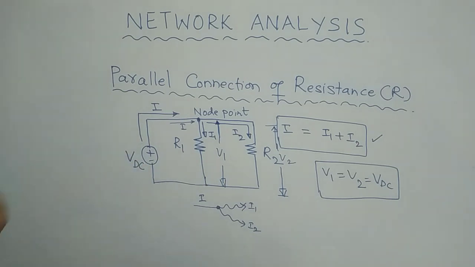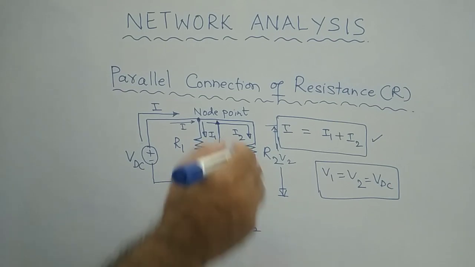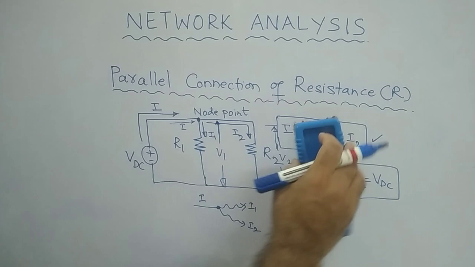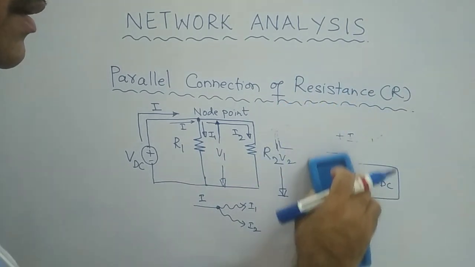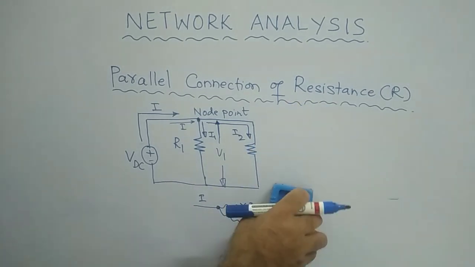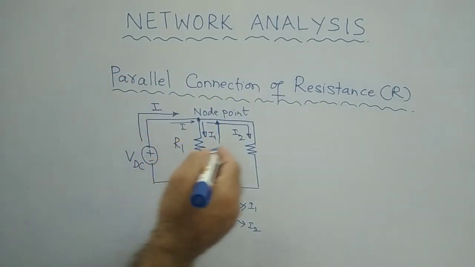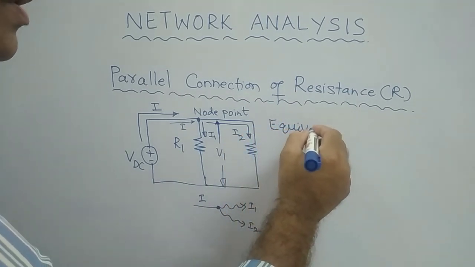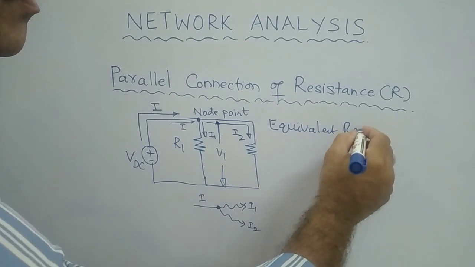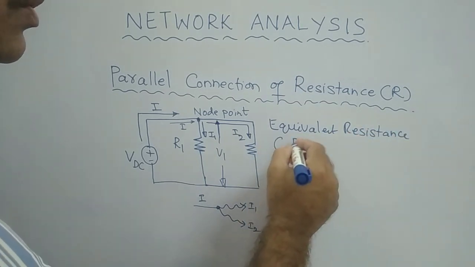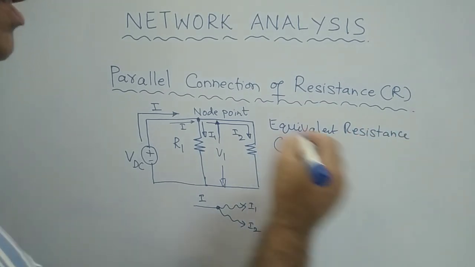Clear? This is a very simple example that I would like to explain in today's presentation, and I hope you have understood well. Moreover, another important thing is: what is the equivalent resistance in a parallel combination? That is very important also. Let us see what the equivalent resistance is under this parallel combination. It is denoted by R suffix EQ, R equivalent.